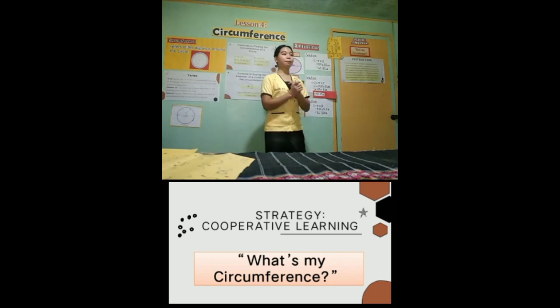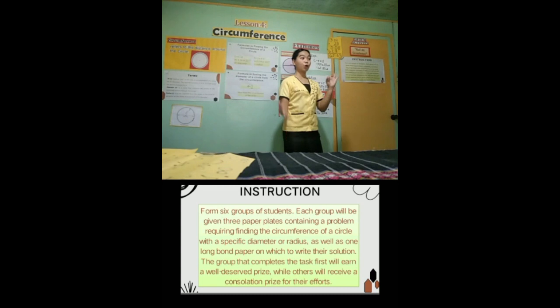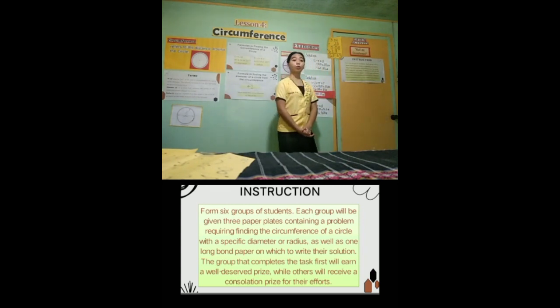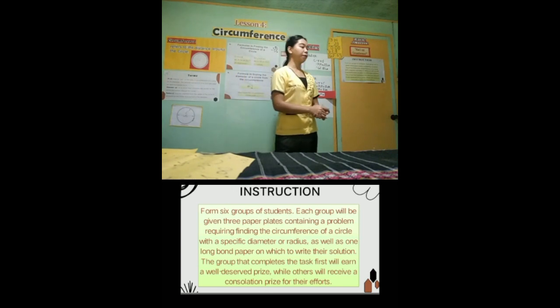For the instruction, please listen. I need you to form 6 groups, and each group will be given 3 paper plates. Do you know what paper plates are? All right, very good. The paper plate contains a problem requiring finding the circumference of a circle with a specific diameter or radius, meaning the paper plate has a given radius or diameter. And then you are given one long bond paper on which to write your solution. I need to see your solution. Are we clear, class?